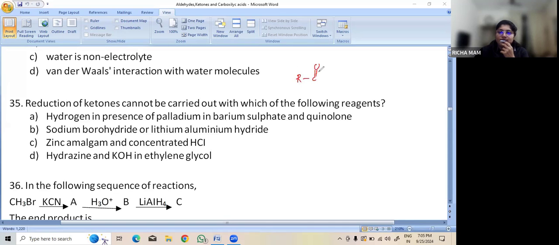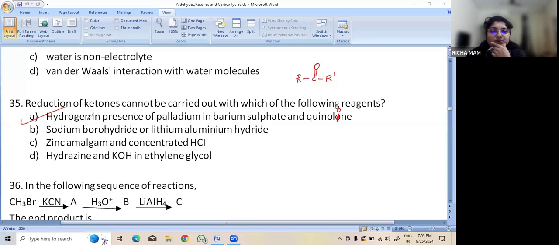Okay, so reduction of ketones, how can you not do it? You cannot reduce ketones by using hydrogen, so option number A. Hydrogen in palladium, in the presence of barium sulfate and quinoline. Fine. So option number A is the answer.